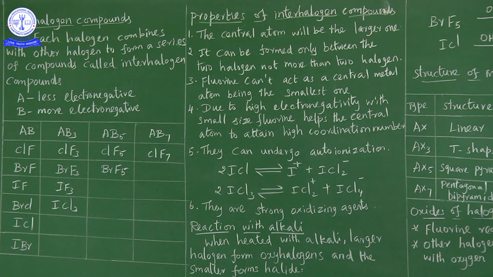The next one is the properties of interhalogen compounds. So what are the properties of interhalogen compounds? The first property is the central atom will be the larger one. One halogen combines with another to form an interhalogen compound. So among the two halogens, which one is the largest? That one can act as the central atom.